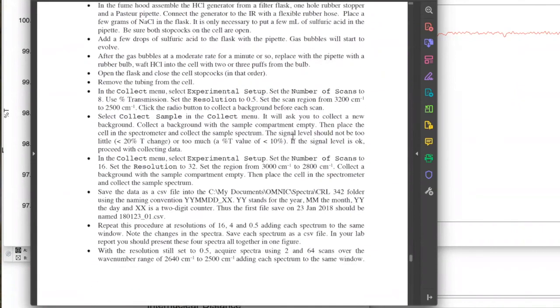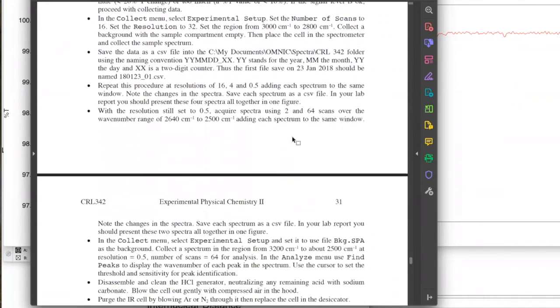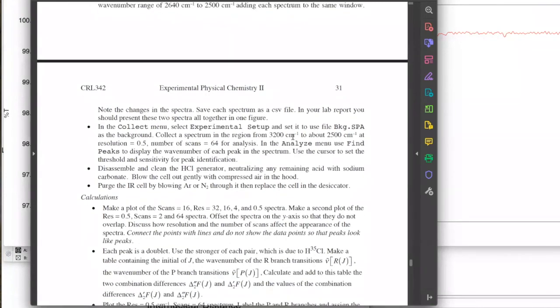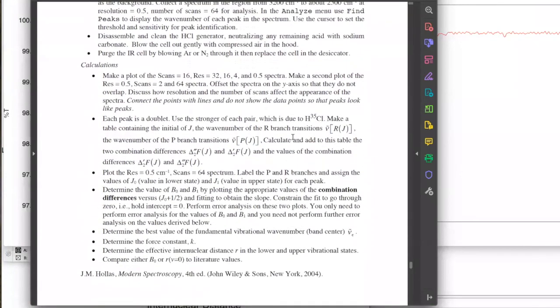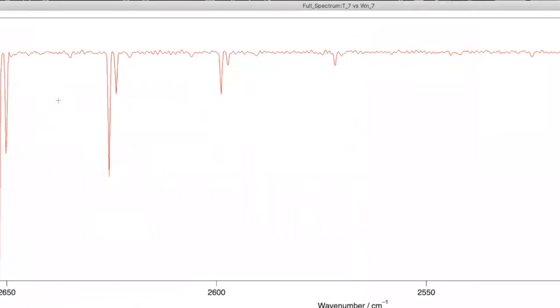So everything else should be just like what it says in the manual here. You're going to make a bunch of plots. You're going to see what changing the resolution did. You're going to make another plot showing what happened when you increased your signal to noise by increasing the number of spectra collected, right? And then you're going to do that full analysis. The only spectrum you have to determine the actual wave number of the frequencies is for this high resolution spectrum. Find as many as you can, right?